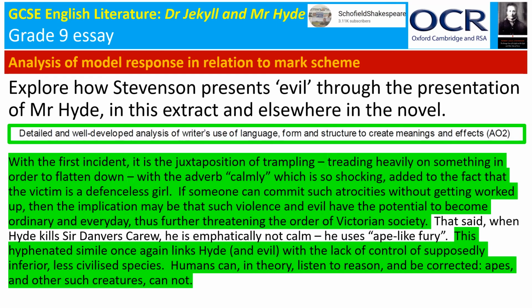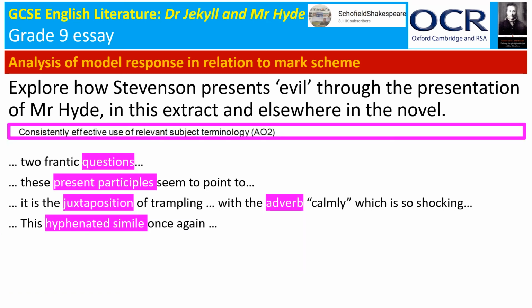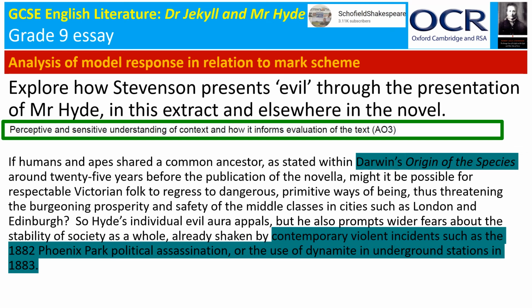The analysis of language, form and structure is particularly detailed, aided by the re-quoting of individual words. Here I probe exactly what is so unsettling about Hyde's "trampling calmly" of a little girl, and the meaning and effect of the phrase "ape-like fury." Subject terminology is used naturally and accurately. And I weave in references to the context with comments about Darwin's Origin of the Species, violent historical incidents, and Victorian society integrated fully within my arguments.